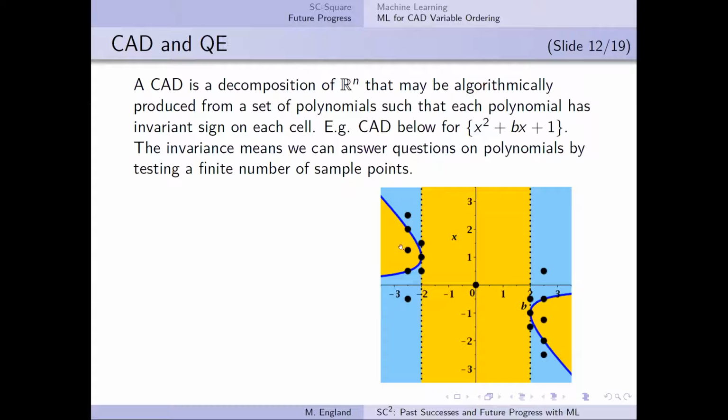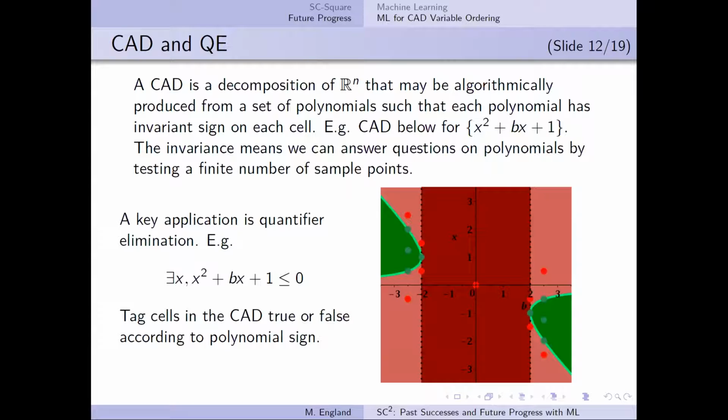The black dots that you see on the picture are sample points. There's one sample point for each cell, and I guess the power of CAD is that it allows you to make a finite number of samples of your space and from them infer all of the information that you need. So one application of CAD is quantifier elimination. For example, here I'm using that polynomial as part of a quantified problem, and I want to find a quantifier-free analog to that mathematical statement.